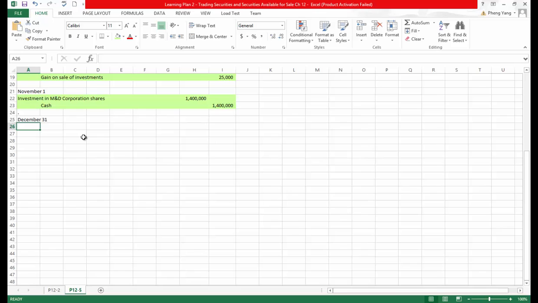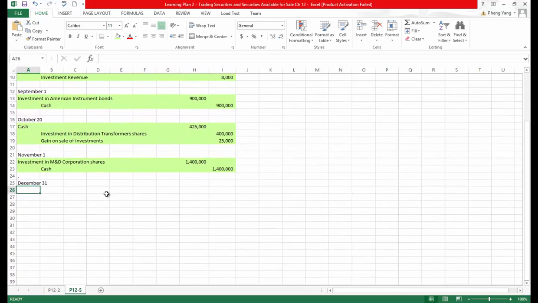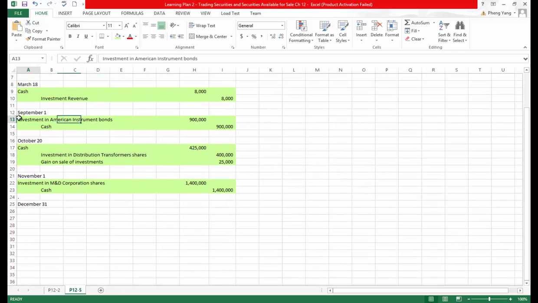Well, before we do the table, I'm going to record interest first, because for the American Instruments bonds, even though we bought them in September and interest has not yet been paid, it's the end of the year, so we have to accrue interest. Even though it hasn't been paid, we technically did earn the interest revenue, so we have to accrue interest for that amount.